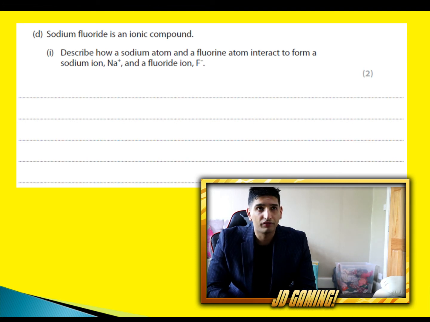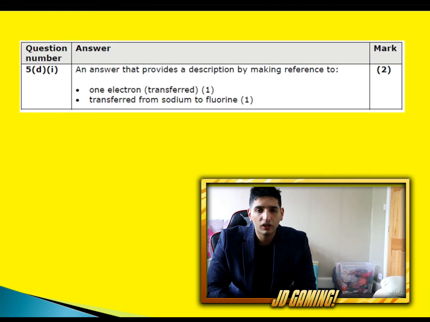Now, this is an exam question. You can have a go. Pause the video. Sodium fluoride is an ionic compound. Describe how a sodium atom and a fluorine atom interact to form sodium ion Na+ and fluoride ion F-. Could you write down the answer? So think about it. As you already know, fluorine is a non-metal and sodium is a metal.